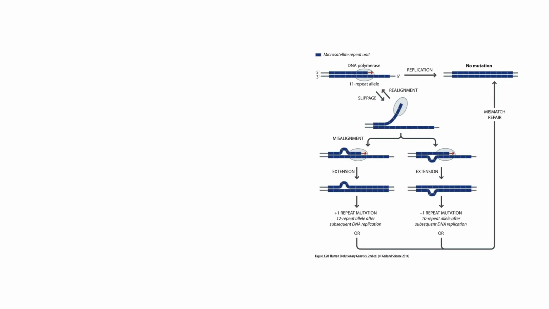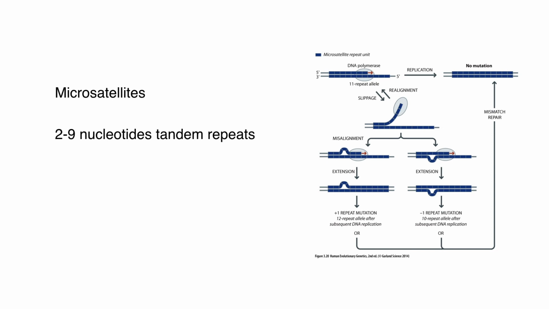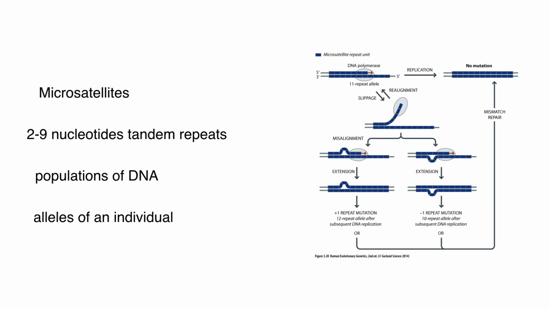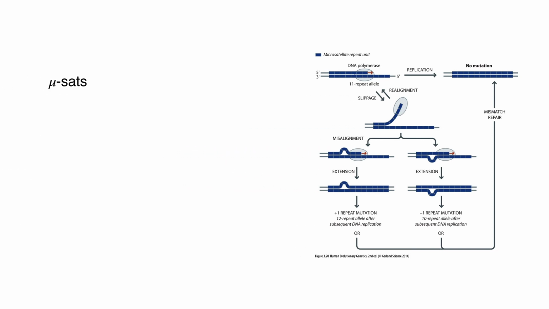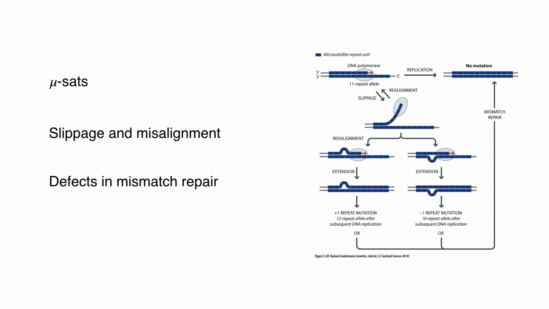Another place where mutation rates are observed at higher rates are microsatellite loci. Microsatellites are 2 to 9 nucleotide tandem repeats in DNA sequences. The number of repeats is variable in population of DNA and within the alleles of an individual. Microsatellites usually form due to slippage and misalignment.